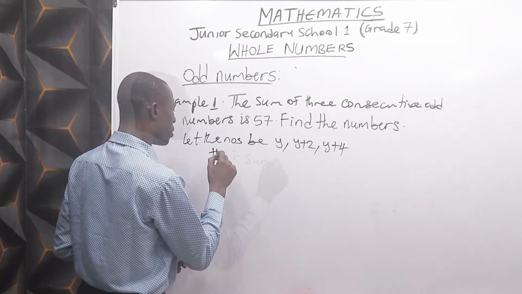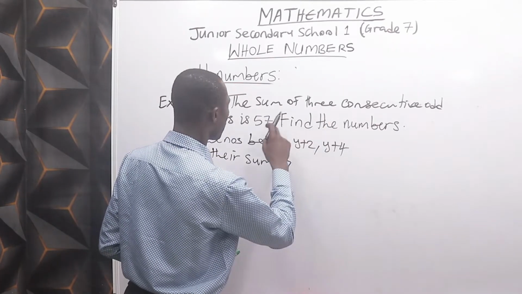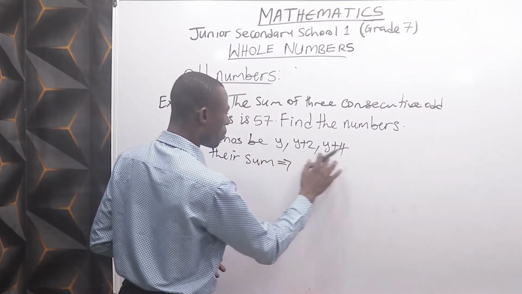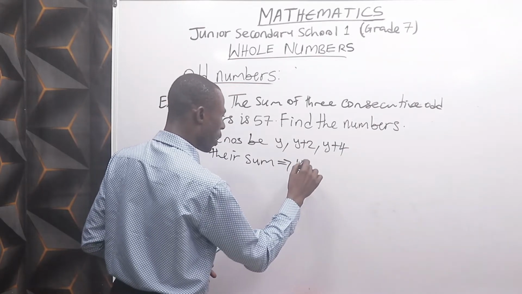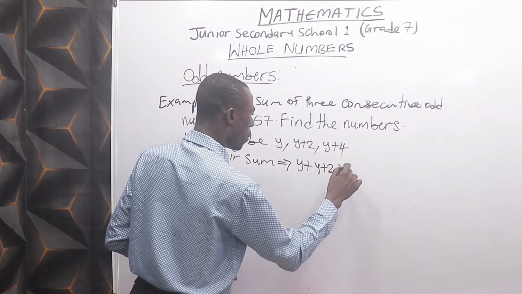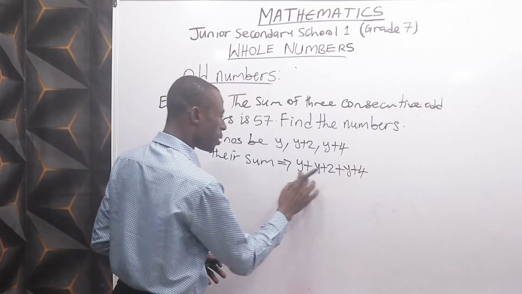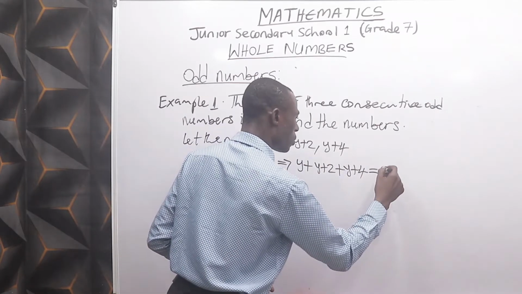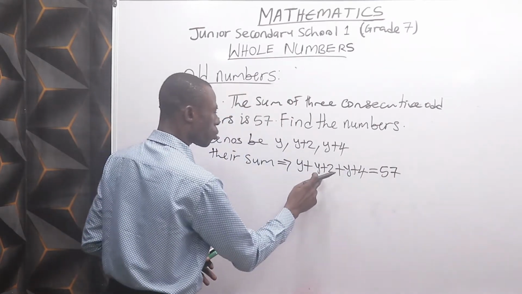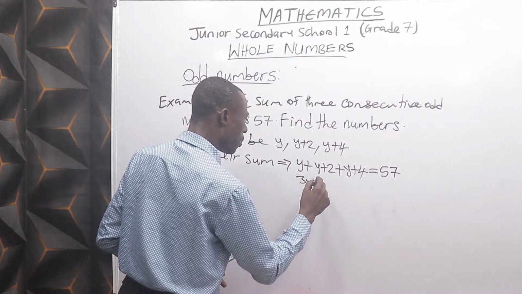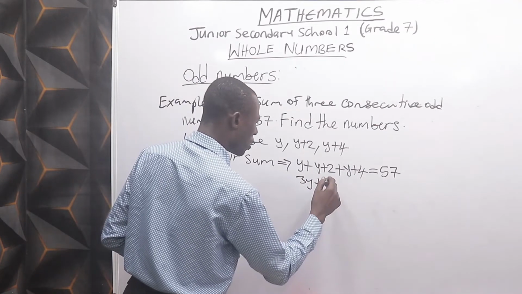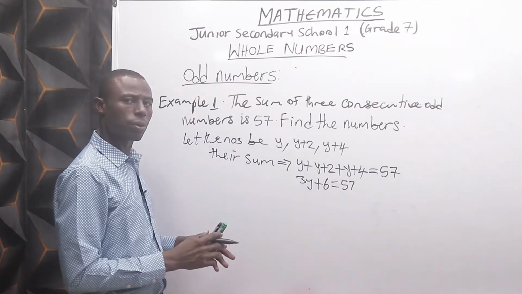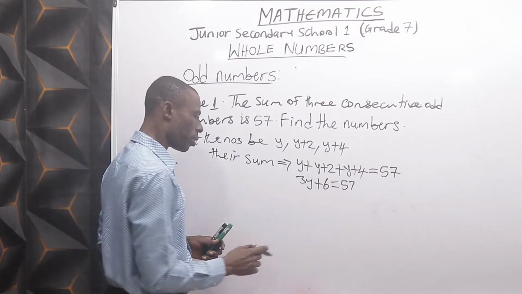So their sum is said to be 57. That's the sum given. But the sum by calculation is y plus y plus 2 plus y plus 4, which must be equal to the sum given. So y plus y plus y gives us 3y, plus 2 plus 4, that's 6, equals 57. This is a simple linear equation that must be solved.